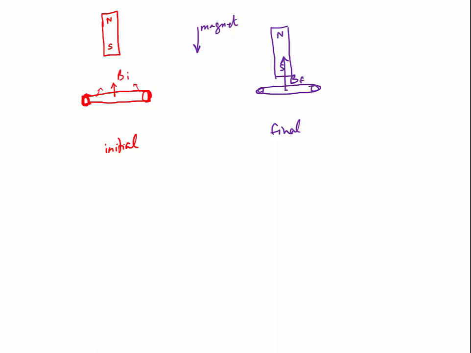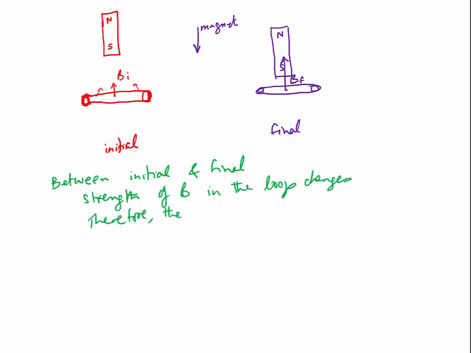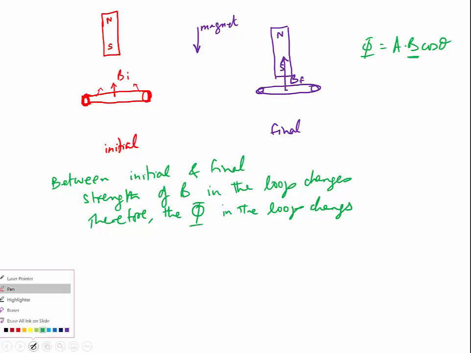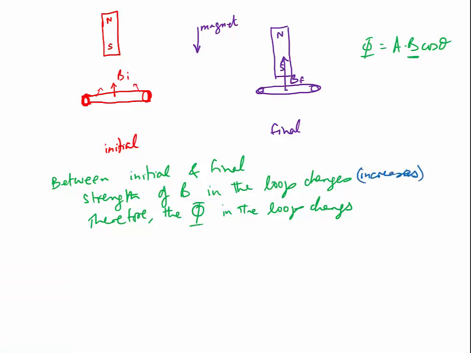Understanding what's going on here between initial and final, the strength, or magnitude, of B in the loop is changing, and therefore the flux in the loop changes. Remember, flux was A times B times cosine of theta, where theta was the angle between the normal of the area and the magnetic field. In this case, A is not changing, theta is not changing, but B is changing. So that changes the flux. Furthermore, I can determine what type of change it is. In this case, the magnet was brought closer to the loop, so the strength of the magnetic field increases, which means the flux also increases.